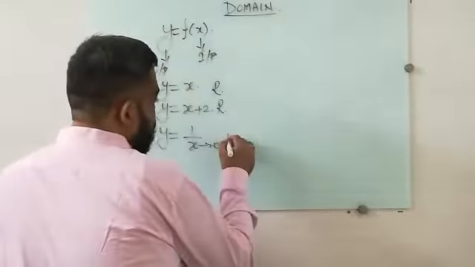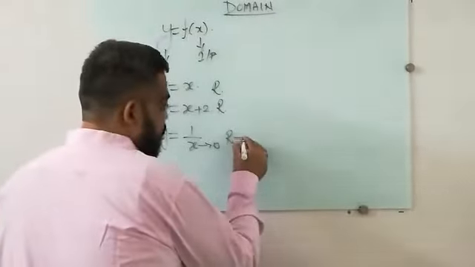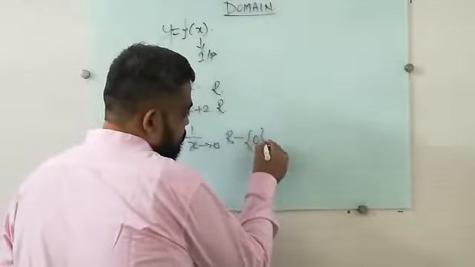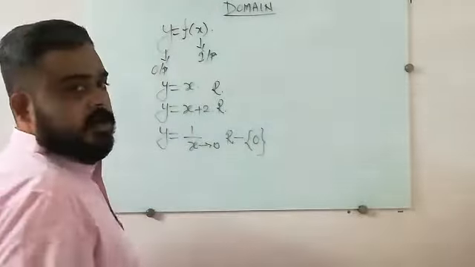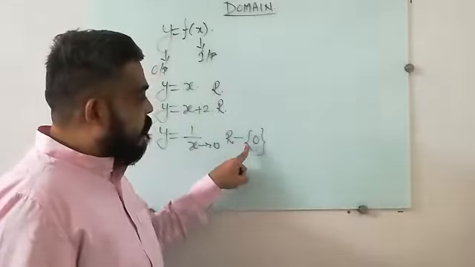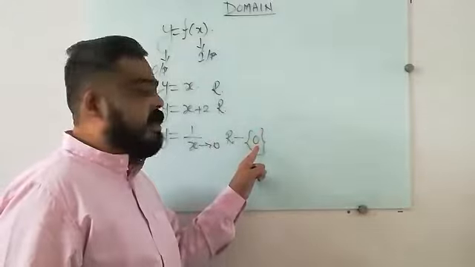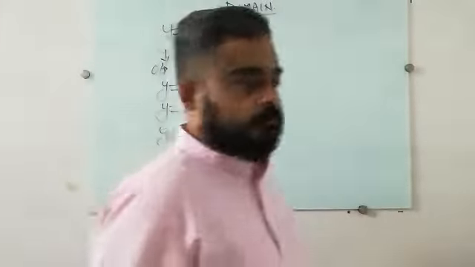Therefore we will write domain of this function as all real numbers other than 0. This is the way of representing domain of the function. All real numbers other than whatever that unacceptable value is, we write that value in curly bracket.